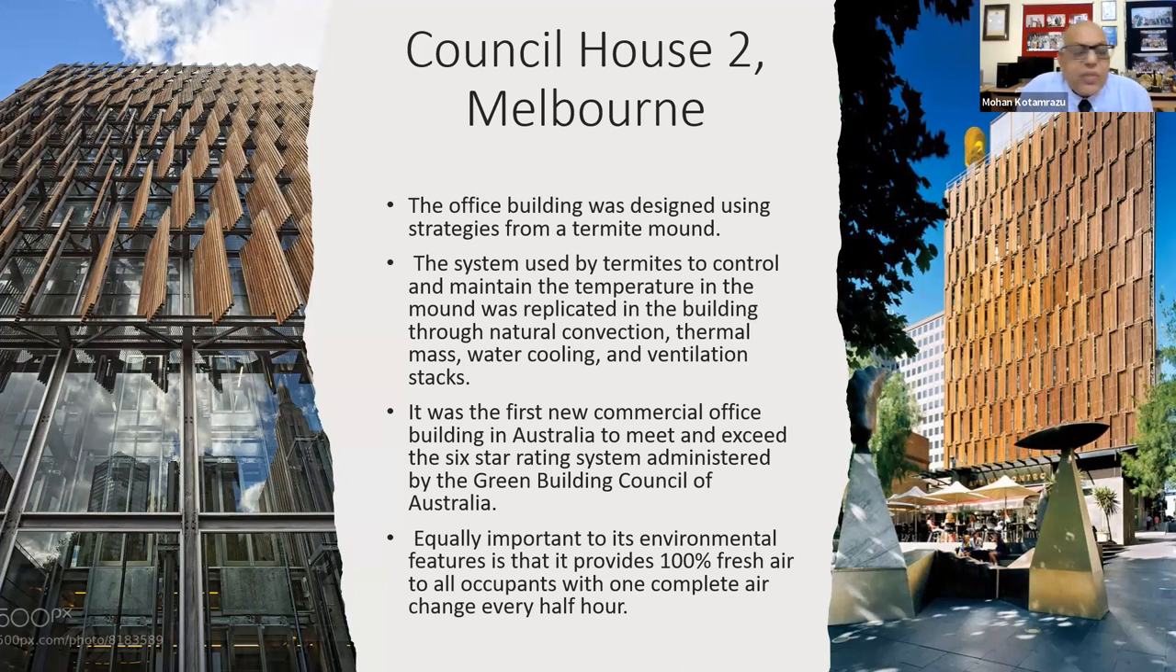Most of the buildings which get a very high star rating from such systems would be air conditioned, because that's what they do abroad in the US and other places. You won't find big office buildings which rely totally on natural ventilation. So this was one building where the entire focus was on natural ventilation. They tried to get one complete air change every half an hour, which is really tough. That is possible only if you have proper inlets, outlets and ventilation. It got a 6-star rating from the Green Building Council of Australia. This is one building which has thermal mass, water cooling and ventilation stacks.